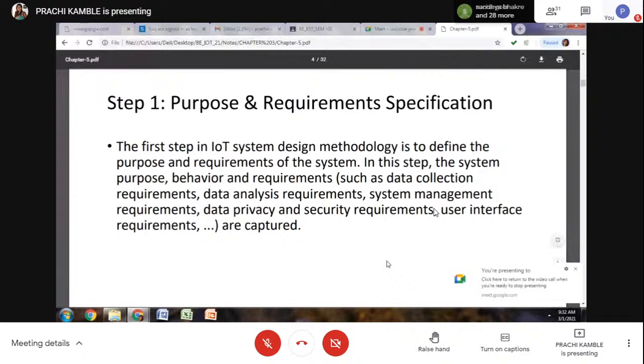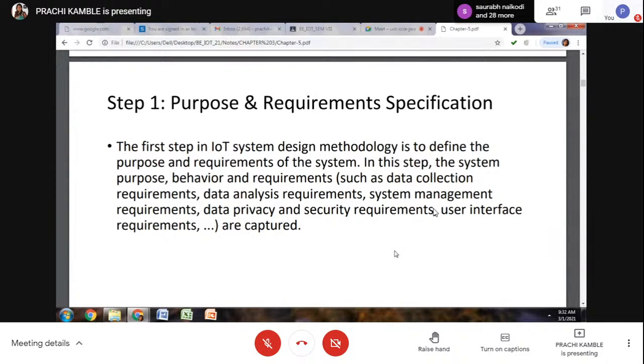So this is very important to understand. IoT is all about gathering the information, then analysis of the data, then system management requirement is very important. Data privacy is important, then data security is important, and then user interface requirement for accessing the application. So all these things are taken care of in the first step, that is purpose and requirement specification, which is very important.